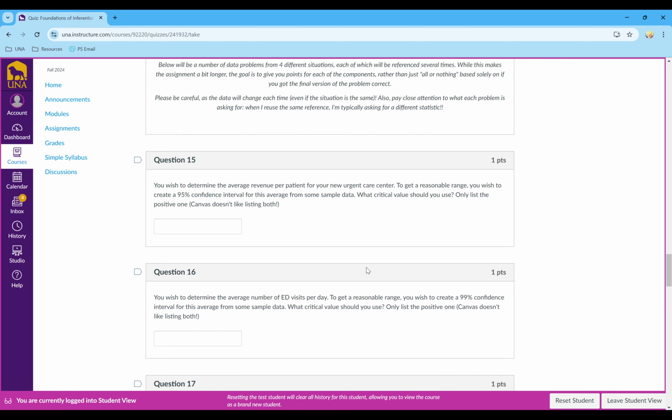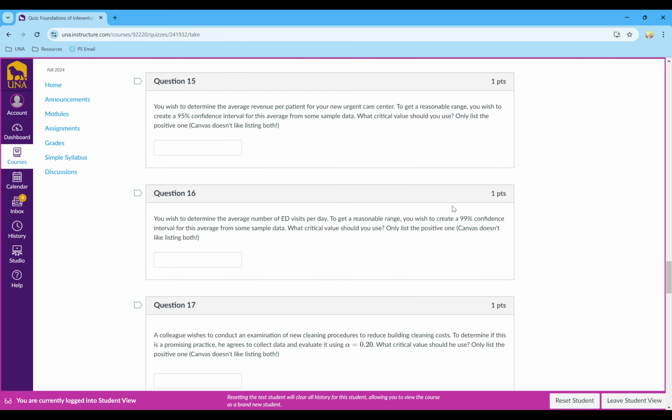All right. So you wish to determine average revenue per patient in a new urgent care center. To get a reasonable range, you wish to create a 95% confidence interval for this average. Given some sample data, what critical value should you use?